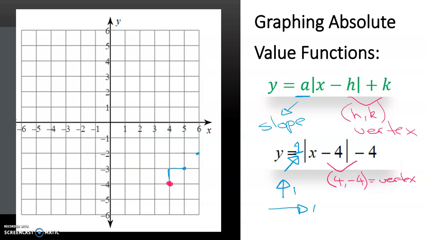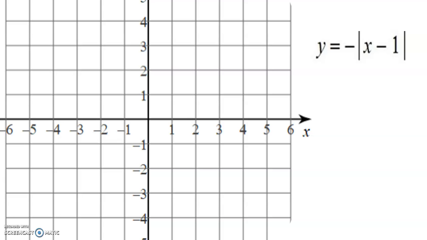And we have to do that on both sides, up 1, across 1, up 1, across 1, and we can keep going on the left. We've run out of room on the right, but that's okay. And then you just connect the dots. So there we have our absolute value function with a vertex at 4 and negative 4 and a slope of 1. So let's have a look at another one.